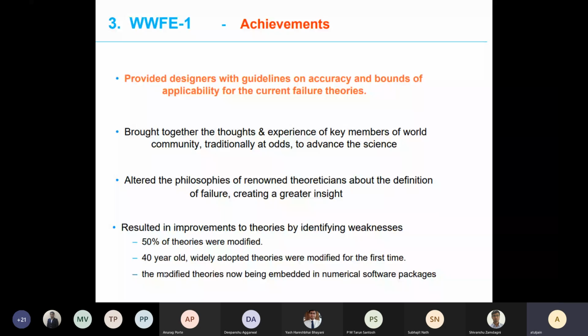Okay. The most important achievement of this worldwide failure exercise is the final bottom point. Based on the results, 50% of the theories were modified by the different researchers. They understood what was wrong. Widely adopted theories were modified for the first time. This was the first exercise where it was comprehensively proven that our theories of failure need some improvement. And the modified theories are now being embedded in the numerical software packages, not the theories of failure which were prior to 2001.